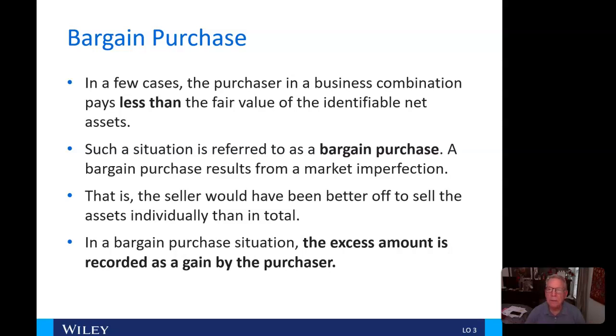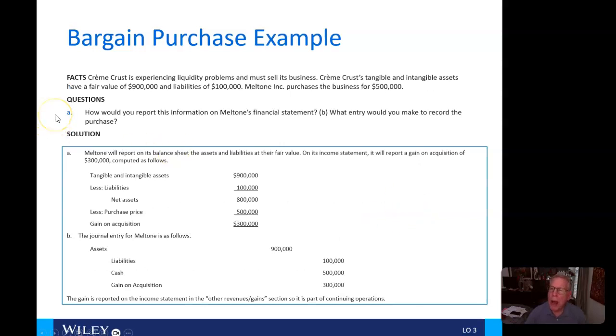Okay, let's take a look at that. Creme Crust is experiencing liquidity problems and has to sell its business. Creme Crust's tangible and intangible assets have a fair value of $900,000 and liabilities of $100,000. It purchases the business for $500,000. How would you report the information on Meltone's financial statement? What entry would you make to record the purchase?